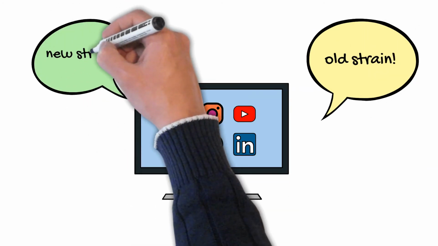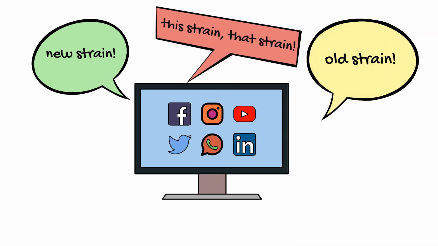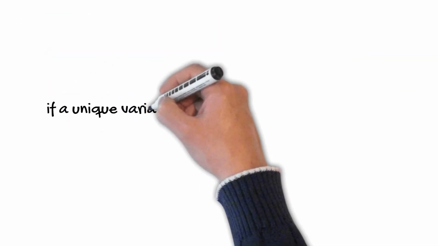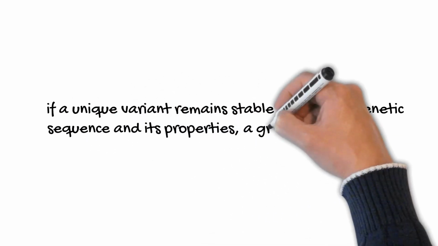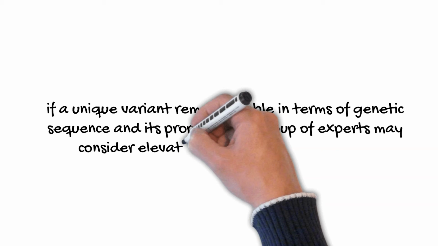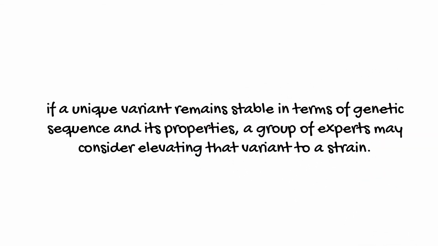Non-scientists love to bat this term around, and although they do, there must be a consensus or agreement among a group of experts to call something a strain. So these international experts that make that decision based upon a unique variant having stable properties are the ones that actually identify something as a strain. So in other words, if a unique variant remains stable in terms of a genetic sequence and its properties, a group of experts, including Dr. Jens Kuhn, he and his colleagues, may consider elevating that variant to a strain.